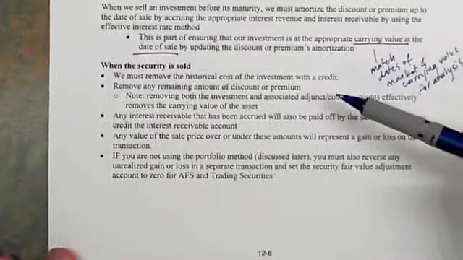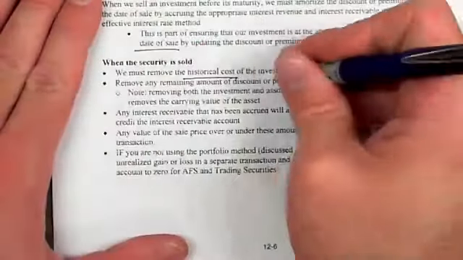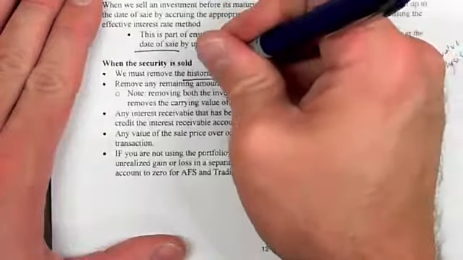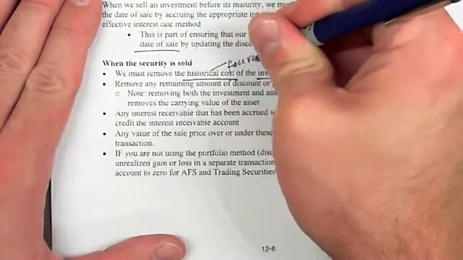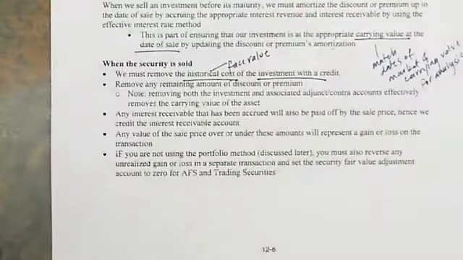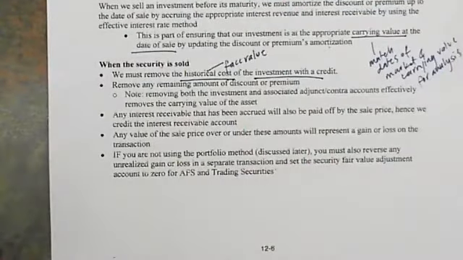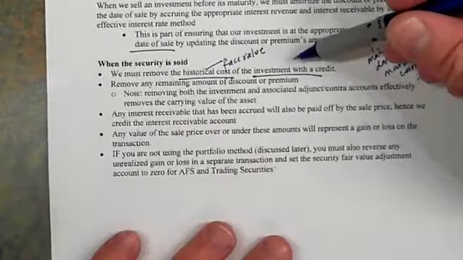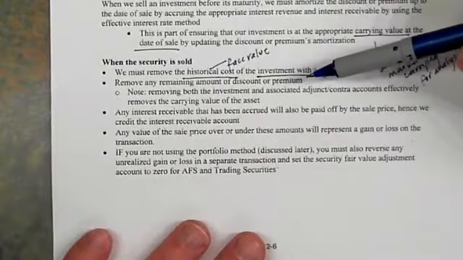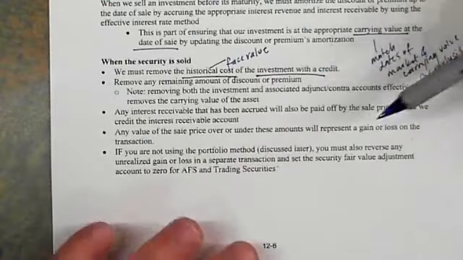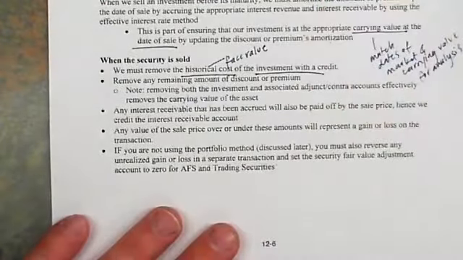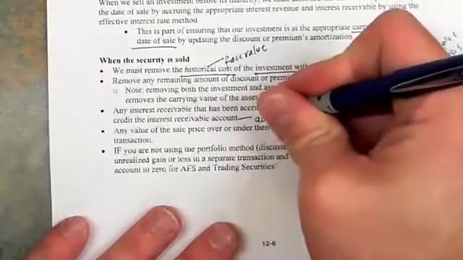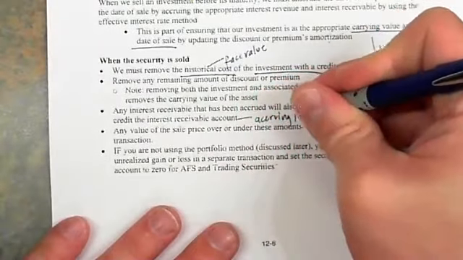So when you're selling it, remember, you've got to remove the historical cost of the investment. The historical cost is kind of misleading in terms of being a face value more than historical cost, right? We want to remove the remaining amount of discount or premium. Just like when we sell a fixed asset, we want to get rid of the accumulated depreciation. When we sell an investment, we get rid of the investment account. Well, then there's no reason to have a discount or a premium account. Any interest receivable that was accrued, that's when we are accruing interest to the day of sale.